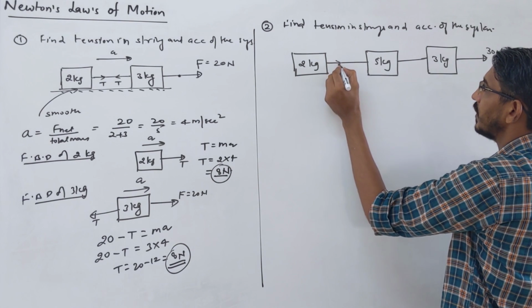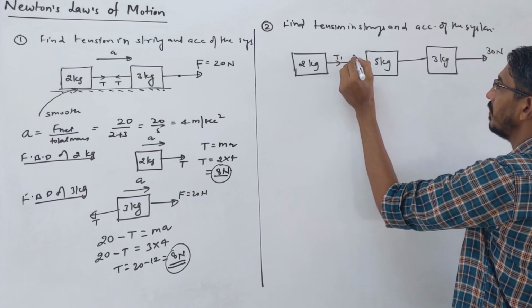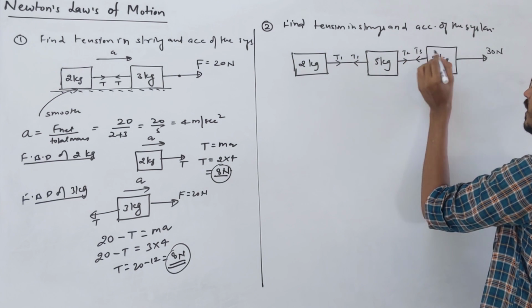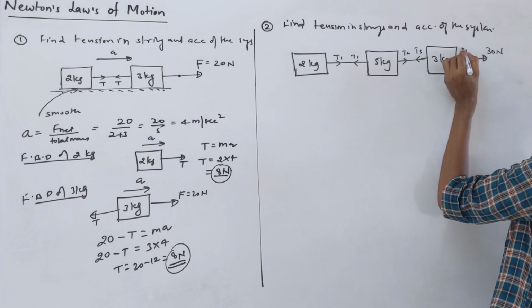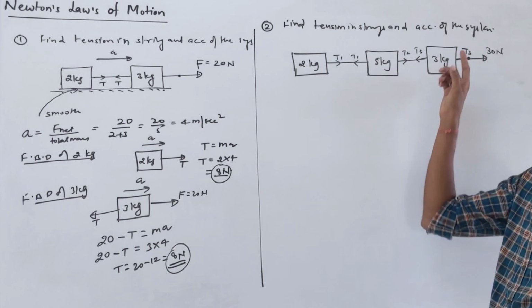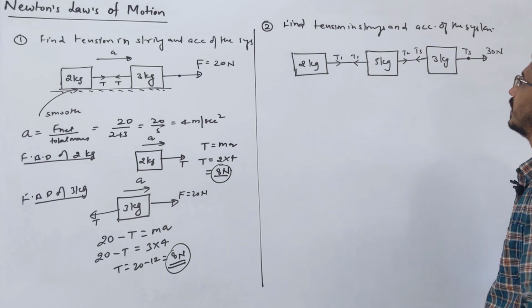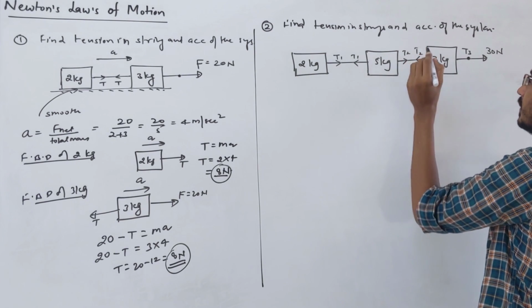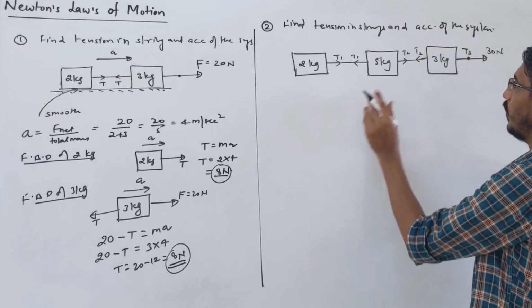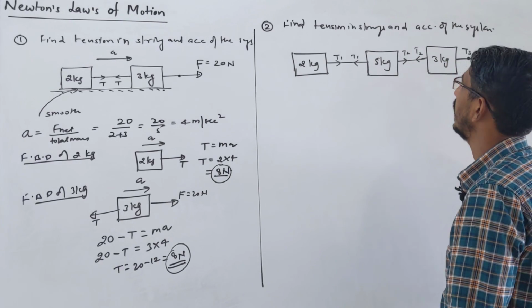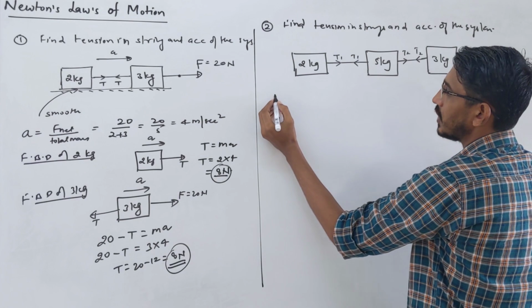Here you have to find the tension. Let's call that tension T1. Here the tension, let's call it T2. And here they don't ask, but even if they ask, let's call that T3, which is simply equal to 30. I already told you, we'll calculate that. Again, they are moving on a horizontal surface which is smooth. No friction is given. Let's solve this.